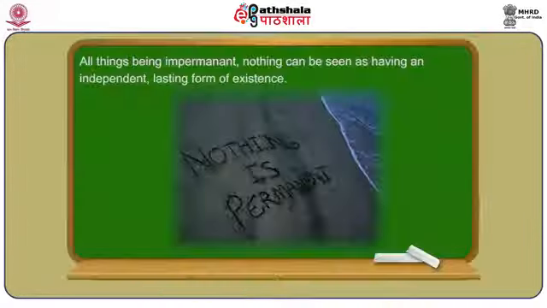Mahayanas tend to argue that members of the Hinayan tradition were attached to their ideal forms as if they were not Shunya. To some extent, Shunyata is an extension of the concepts made explicit in the three flaws. What are these flaws? All things being impermanent, nothing can be seen as having an independent, lasting form of existence. And this is, in essence, what Shunyata is all about.